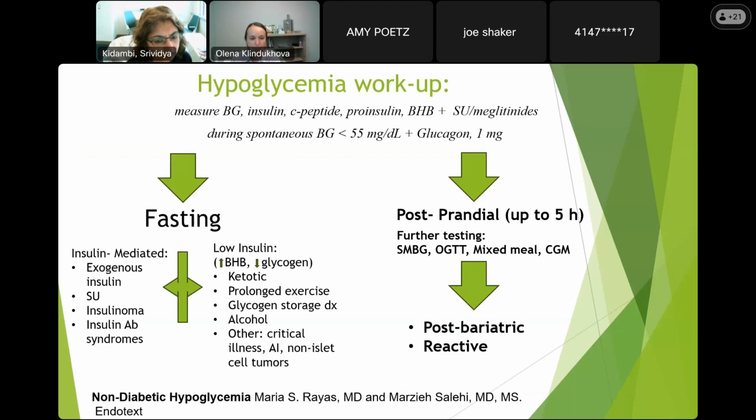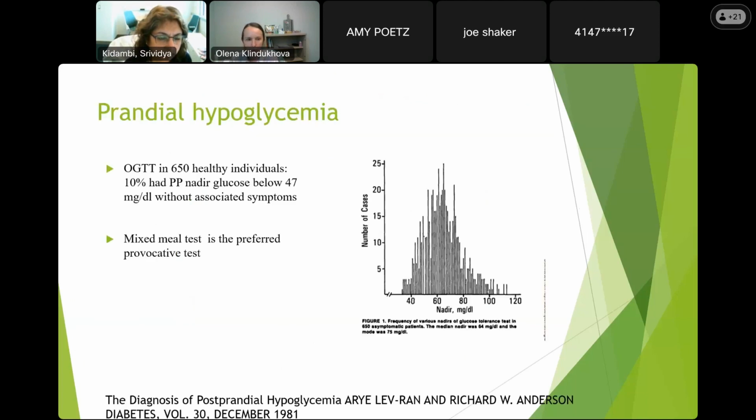Postprandial hypoglycemia, again, is classically defined as the one that occurs up to 5 hours after a meal. Typically, those patients will start with blood glucose testing, followed by possible OGTT, which I will talk about in a minute, a mixed meal test, and obviously continuous glucose monitor. In those categories, post-bariatric and reactive hypoglycemias are most common. Again, some patients have fasting hypoglycemia; there is a very soft division between fasting and postprandial.